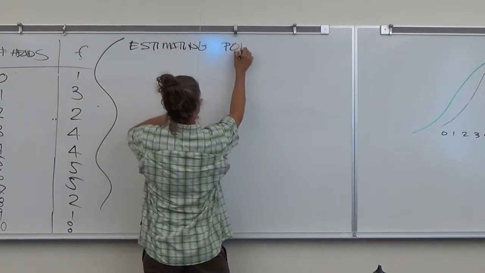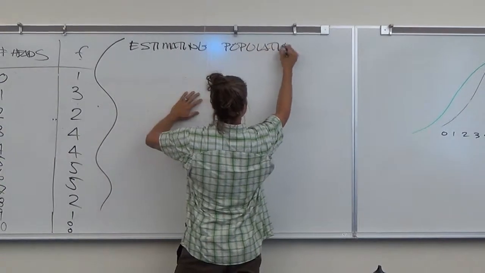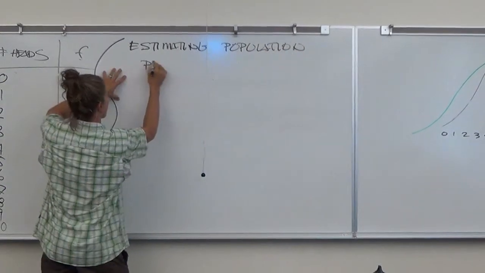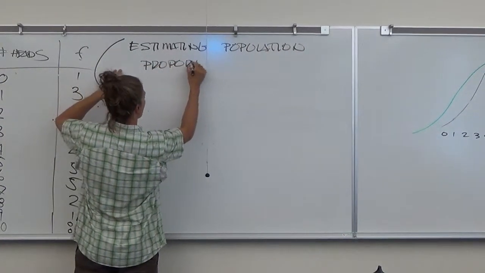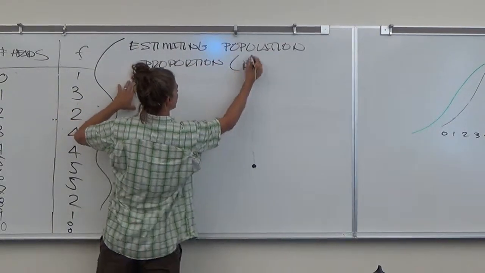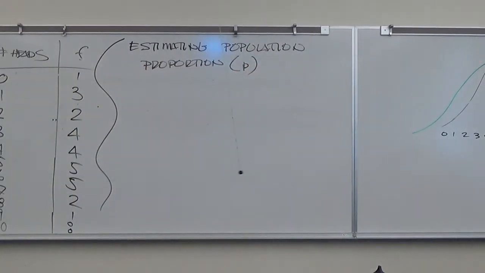a population proportion, which we call little p. By definition, we call it little p. Symbols are nice in this class. It becomes very tedious if you constantly write words, so it's nice to have symbols.